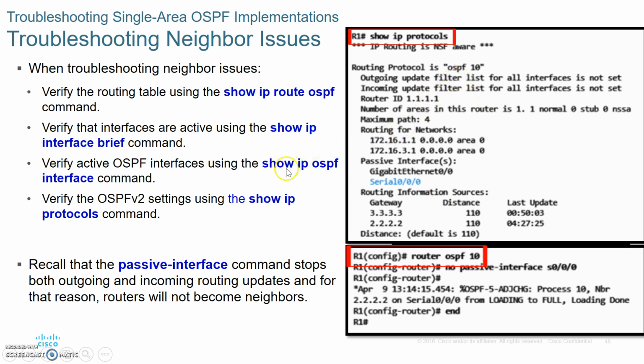In this case, for example, my passive interfaces are set to G0/0 and C0/0. It happens that C0/0 is connected to an OSPF router. That's why we are not forming neighbors with it. So remember, check your passive interface to make sure that the passive interface is not set wrongly.